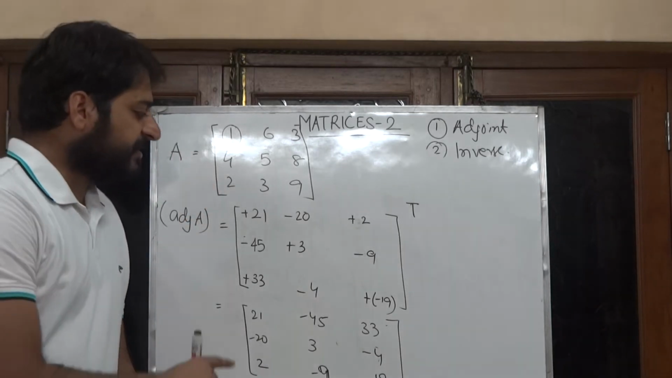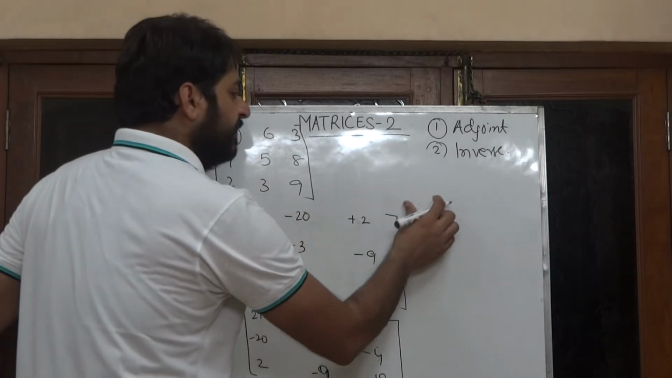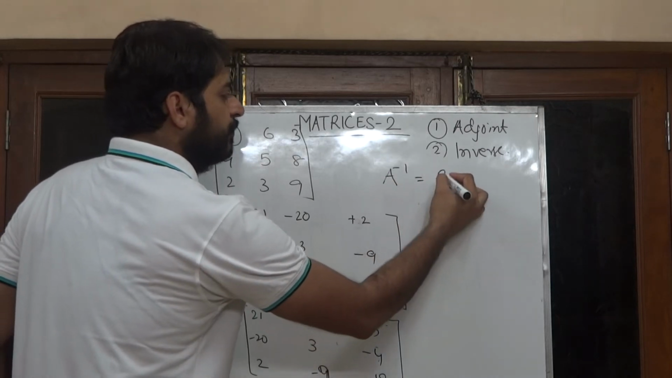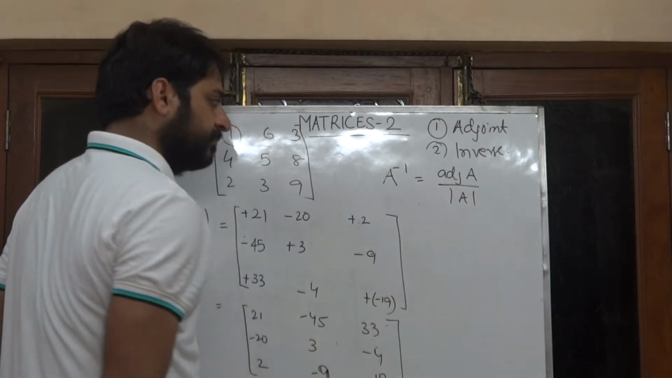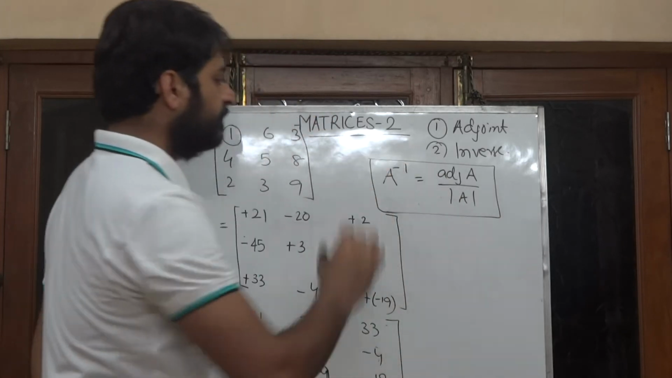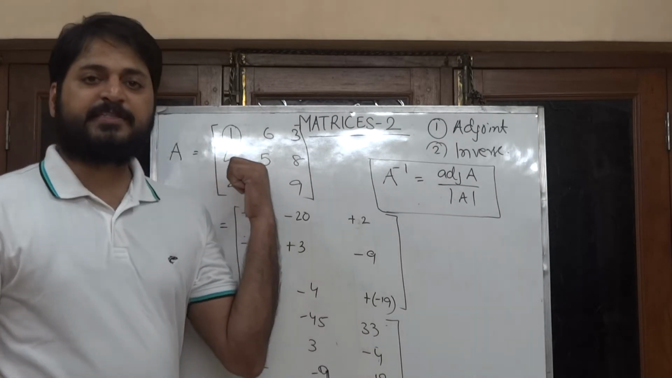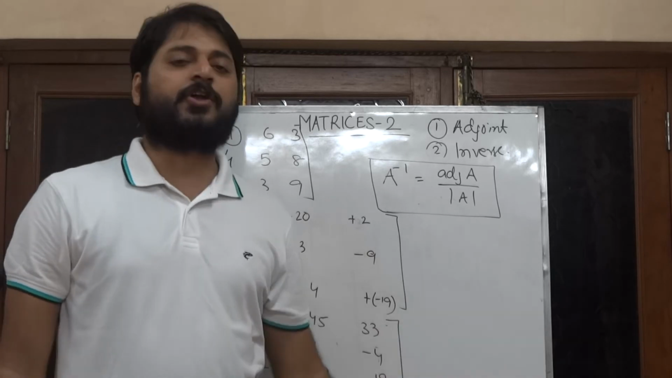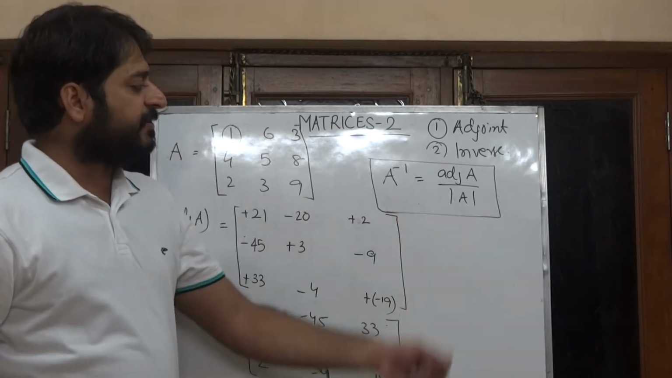So this is the way you can find the adjoint. Now, what is the inverse? A inverse equals adjoint of A by determinant of A. Now we can discuss something about this formula. This means if the determinant of the matrix is 0, the inverse cannot exist, as the determinant of A is in the denominator. You need to keep this in your mind while evaluating.